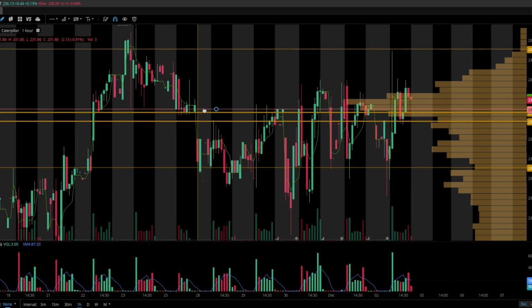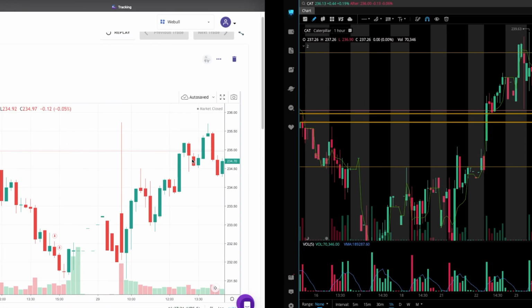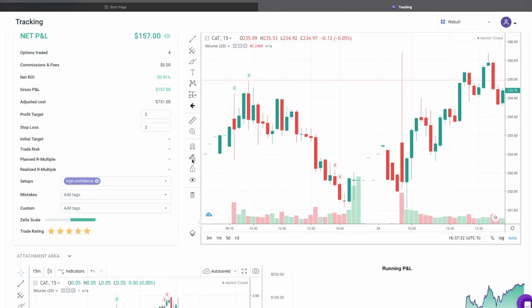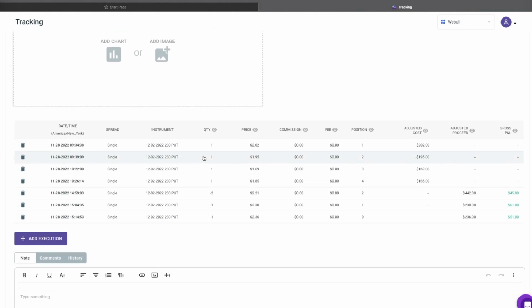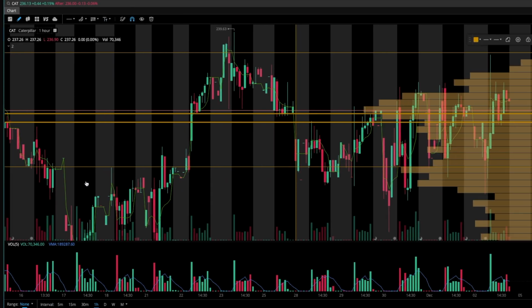I was waiting for this area to turn into resistance. My risk level is right here. If it violates this, I am out of the trade. My target area is right here. Now let's look at what I actually did. So if you take a look, I scaled in starting 9:34 and I finished scaling into the position by 10:30.